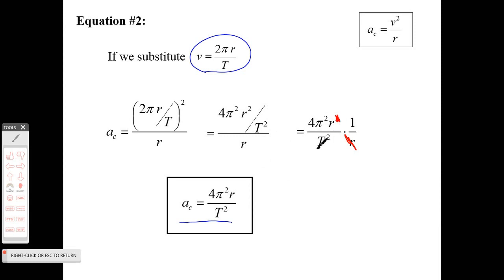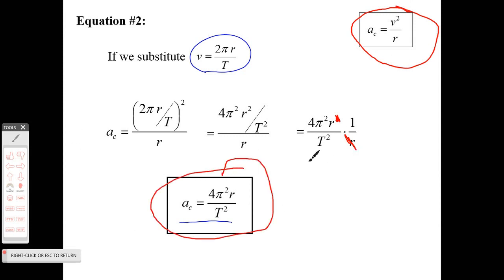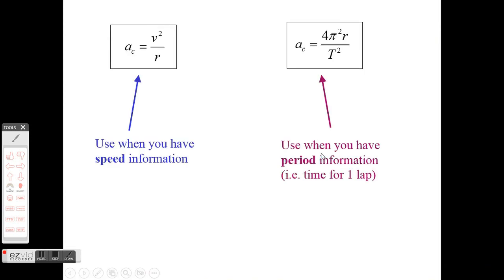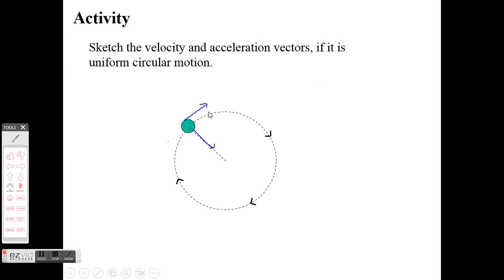So depending on what information we're given, we're either going to use this formula or this one. And both of them are given on your data sheet. When you have speed type information, we use this one. When we have period information, or the time for one lap, we use this one. So looking at this here, in uniform circular motion, velocity vectors are this way, and the acceleration vector is always towards the center.